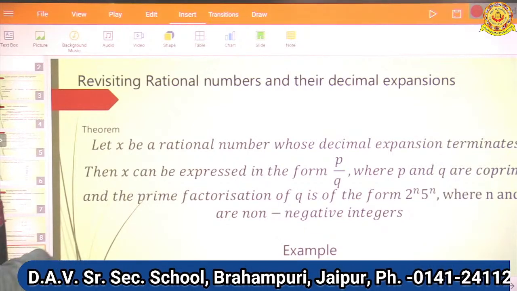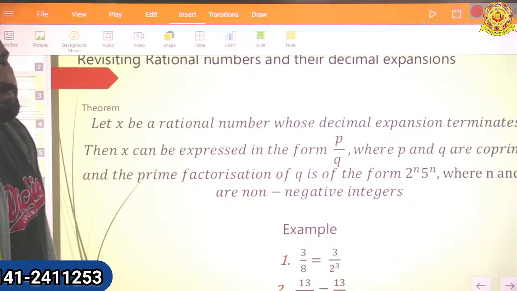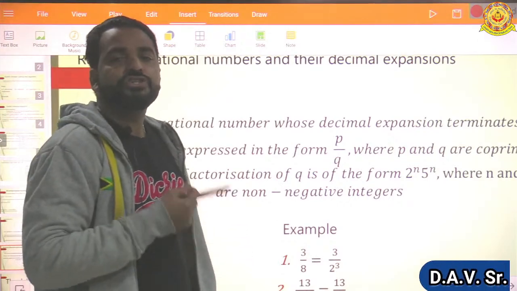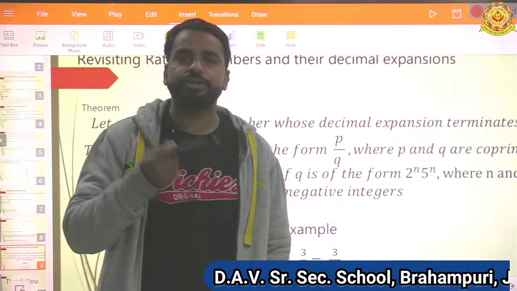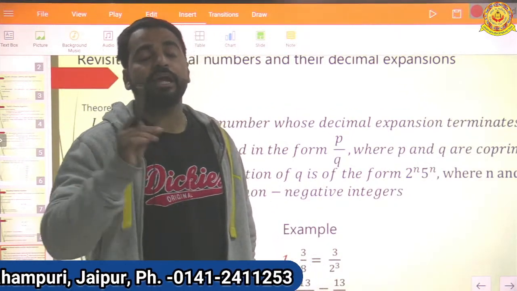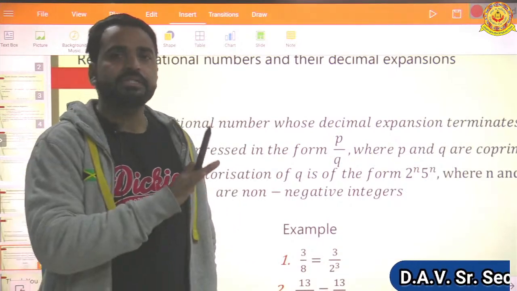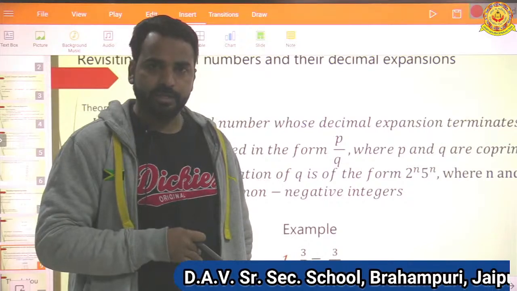Okay, now the next slide is rational numbers and their decimal expansion. You all know about decimal expansion. If any number is a rational number, just like 2 upon 3 or 1 upon 7 or anything, if we are able to divide it and the remainder gets over, that means if you get the remainder 0, that means it is a terminating decimal expansion.